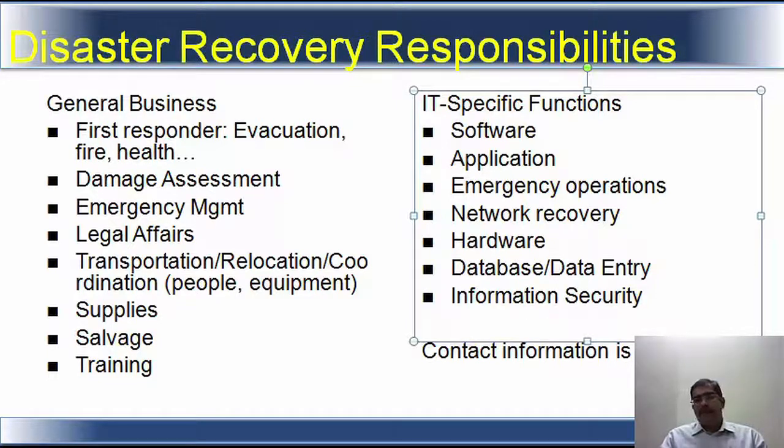Then in IT specific functions you have software. What software is required, what version, what build, how many patches have been put, what applications are required. Then in emergency operations, what you will actually provide as a service. Then the recovery of the network itself, the hardware, the database or entries, then the information security. Now, in all this, the contact information is very important. So, people should know whom to contact, when and how in the event of some incident occurring.